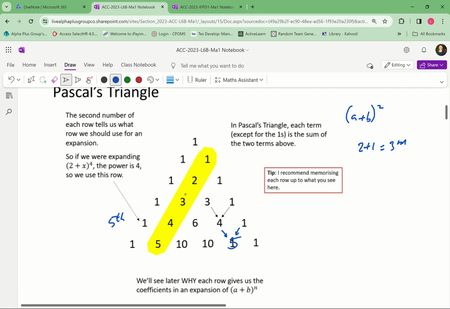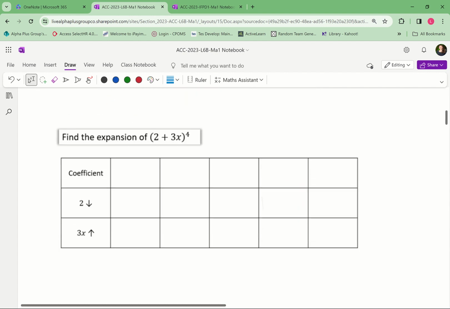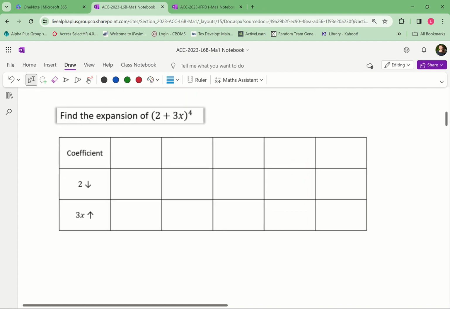Yeah, it's useful to memorise stuff at A-level maths. There's no denying that, to be honest. So if you can memorise these numbers, that will be really useful to you. Help speed things up. Okay, we'll see later why each row gives us the coefficients in the expansion. I've given you a bit of an explanation already about why that works, but we'll try and explain it again as well, because it's a little bit complicated.